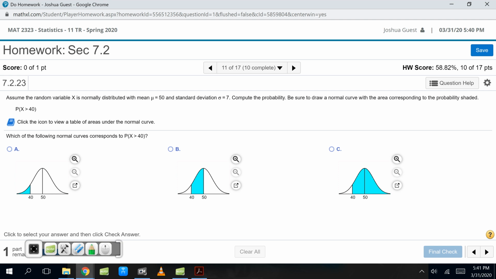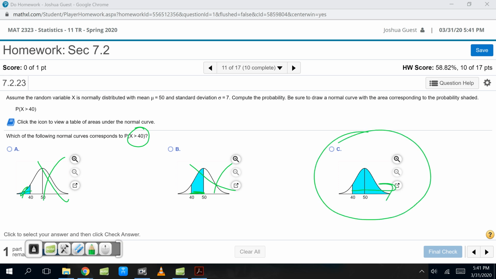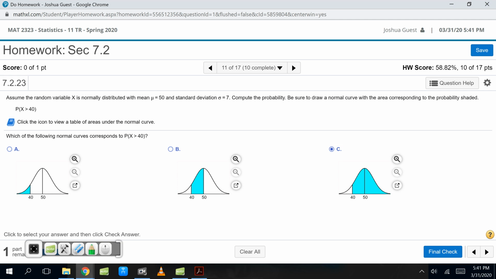Okay. So which of the following normal curves corresponds to P of X is greater than 40? Well, mu is 50. Standard deviation is 7. So 40 is less than 50. And we want to do what? This says greater than 40. That's to the right. So this is only from 40 to 50. This is left of 50. So it's neither one of those. This is to the right of 40. So it's this one right here, C. It's C. Okay. We drew the picture. It is C.